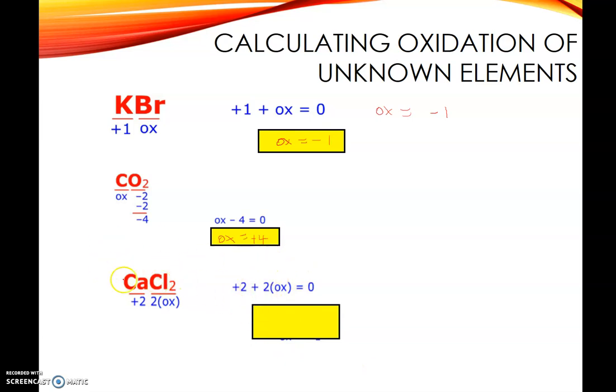Calcium chloride, you know that calcium's got an oxidation number of +2 because it's a group 2 metal combined. Now we've got 2 lots of chlorine. Okay, so what we would do here is we would say 2 lots of our oxidation number. We're going to subtract 2 from both sides, and then we'll divide through both sides by 2, so that our oxidation number equals -1.